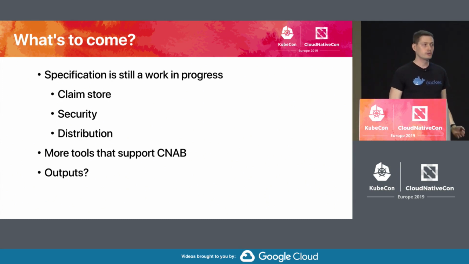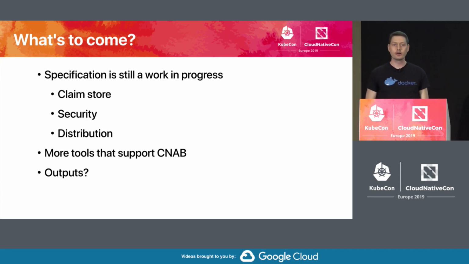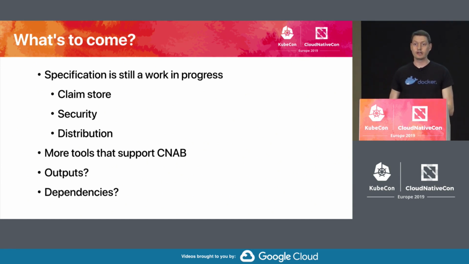This ties into some conversations that are ongoing about outputs. So what we want to be able to do is understand what a CNAB has done, so it can communicate to another step so that we can have dependencies. If we have dependencies, you could do things like install a database and then have another CNAB that deploys an application that depends on that.